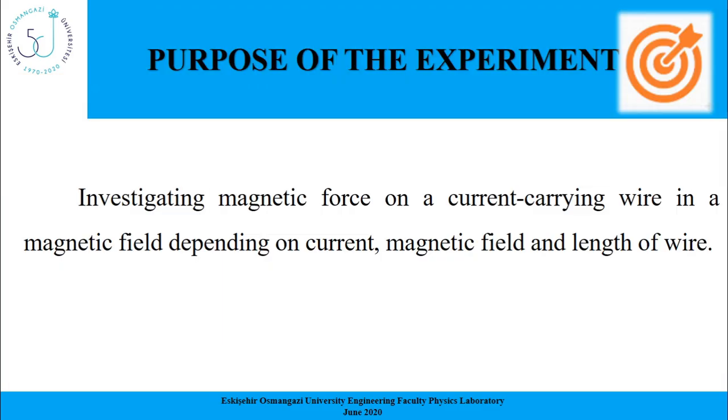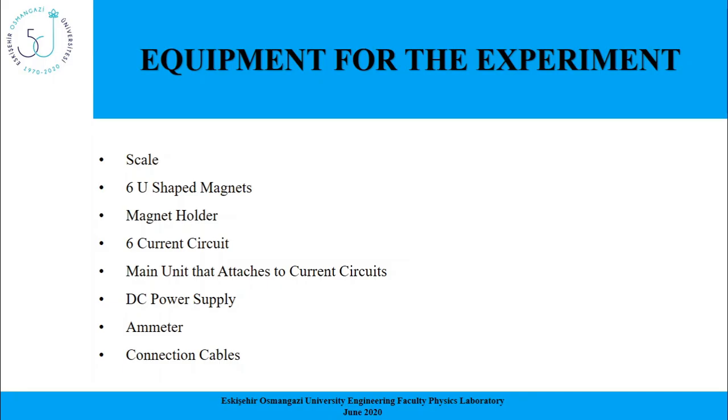The purpose of the experiment is investigating the magnetic force on a current carrying wire in a magnetic field depending on current, magnetic field, and length of the wire. We will use a scale, 6 U-shaped magnets, a magnet holder, 6 current circuits, main unit that attaches to the current circuits, a DC power supply, an emitter, and few connection cables.